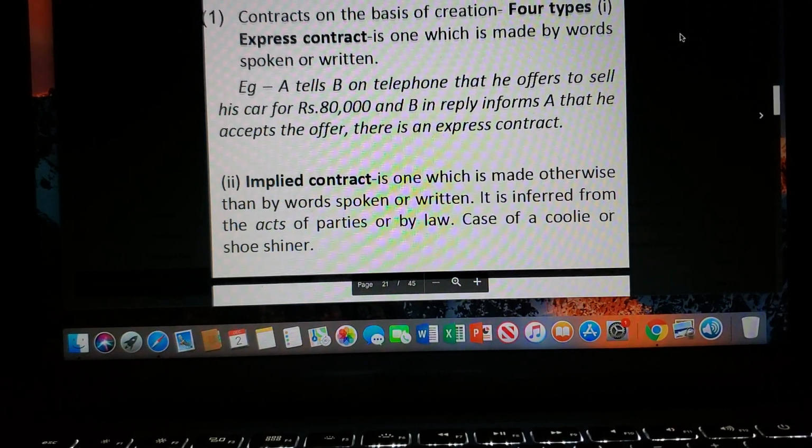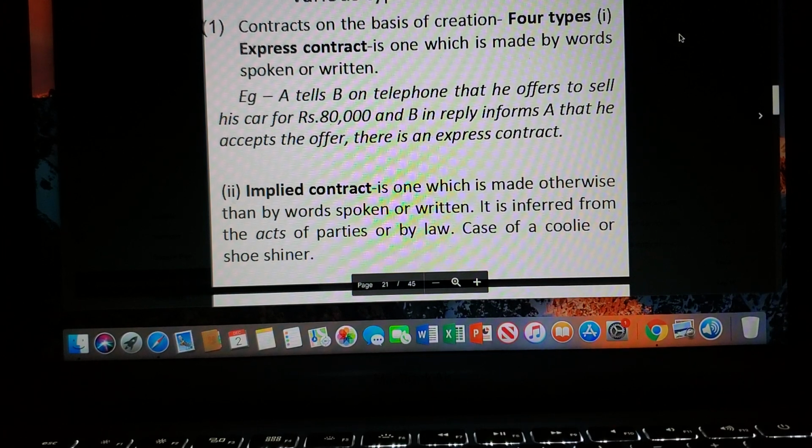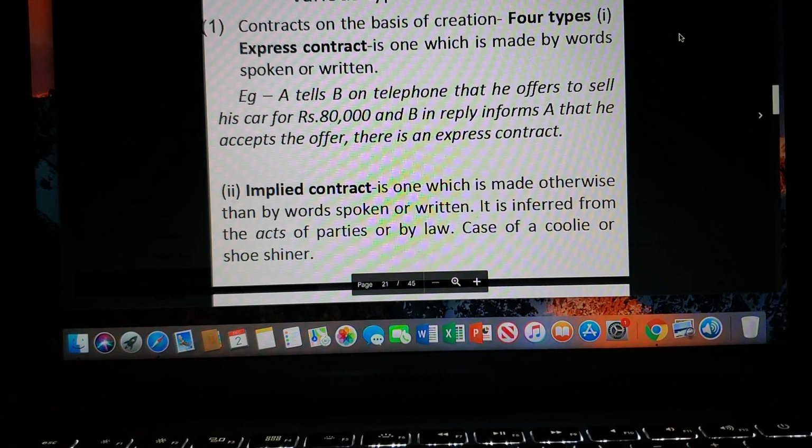Now we are going to look at various types of contracts. 1. Contracts on the basis of creation. There are 4 types. 1. Express contract. This is one which is made by words, spoken or written. Example: A tells B on telephone that he offers to sell his car for rupees 80,000, and B in reply informs A that he accepts the offer. There is an express contract.